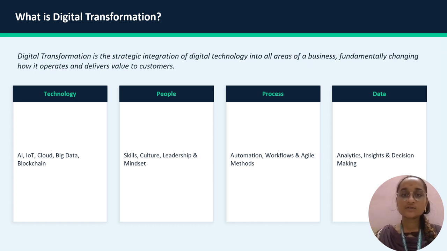And the third is process, how work gets done has to change too. This means automation of repetitive tasks, redesigned workflow, and using agile methods to be faster and more flexible. Then the fourth one is data. Data is the fuel. This pillar is about analytics, gaining insights and using those insights for better decision making. Instead of guessing, companies use real data to decide.